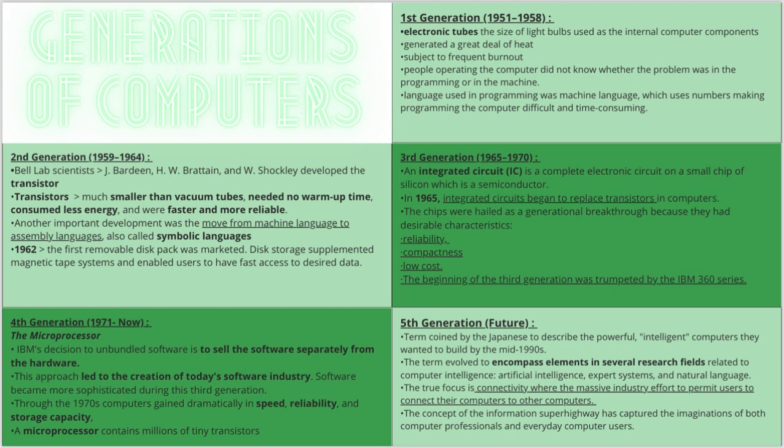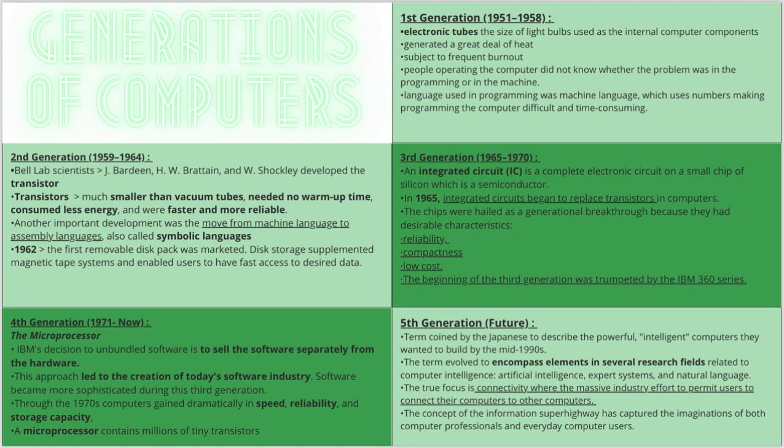For the fourth generation, from 1971 until now, the microprocessor. IBM made the decision to unbundle software, to sell the software separately from the hardware. This approach led to the creation of today's software industry. Software became more sophisticated during this generation. Through the 1970s, computers gained dramatically in speed, reliability, and storage capacity. A microprocessor contains millions of tiny transistors.